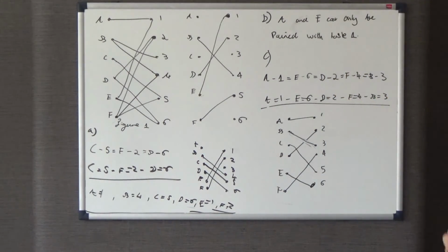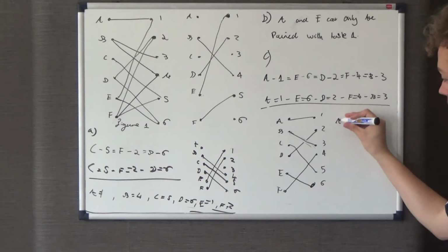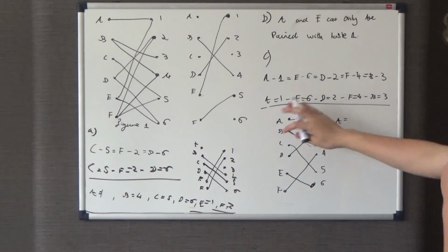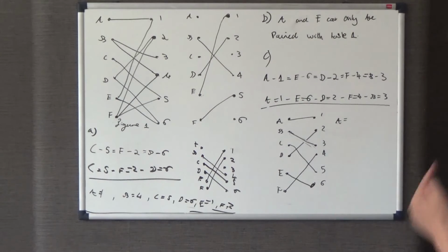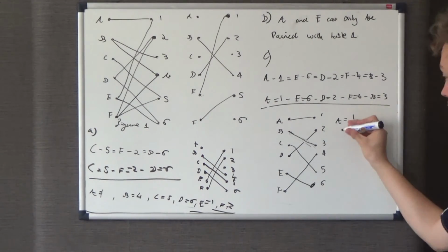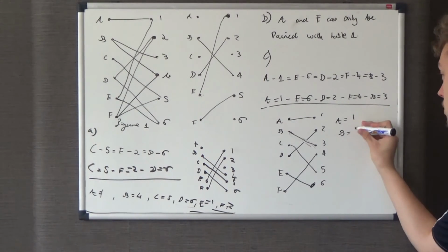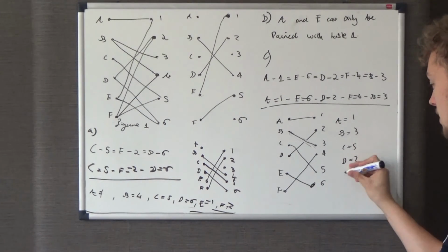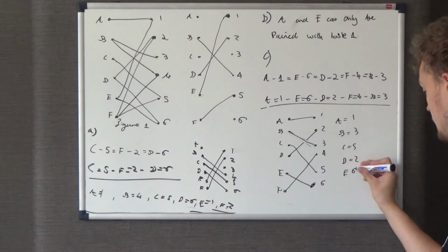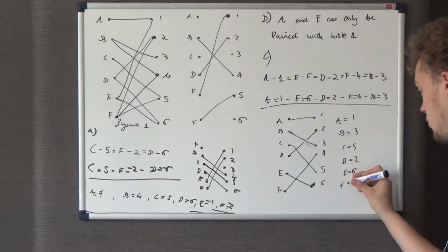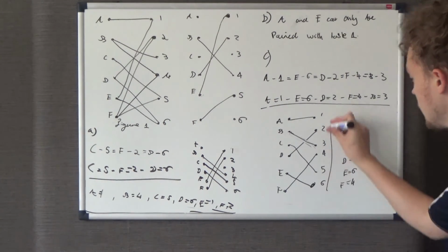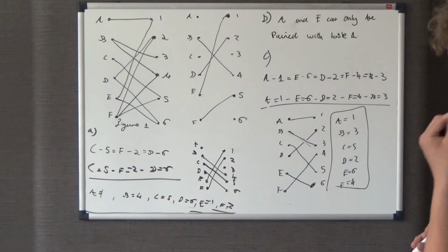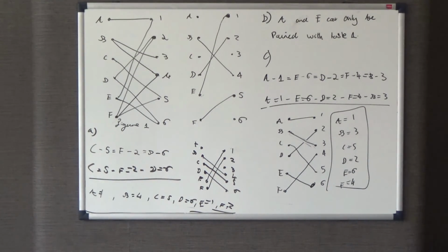So therefore, at the other side, I would just eventually state what everything is paired with. Now, as I say, we've already done it here, but we've not included C in that case. You say A is paired with 1, B is paired with 3, C is paired with 5, D is paired with 2, E is paired with 6, and F is paired with 4. Okay, so that is your answer to part C.